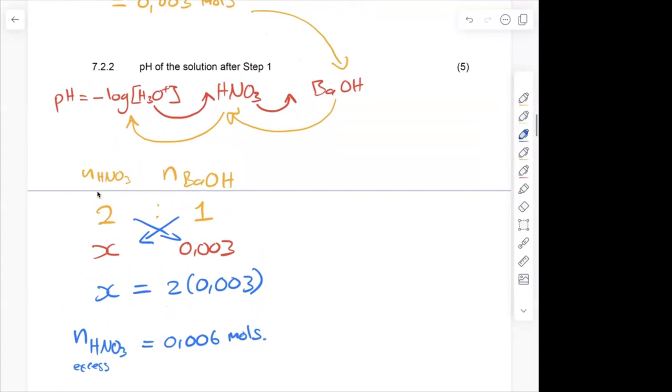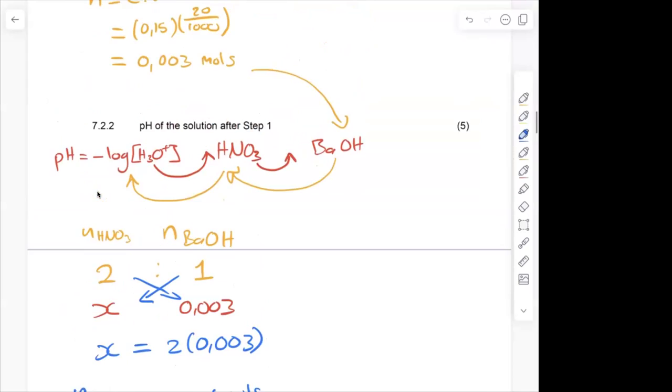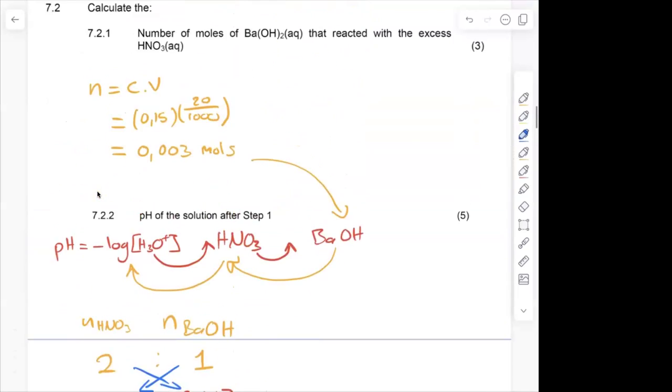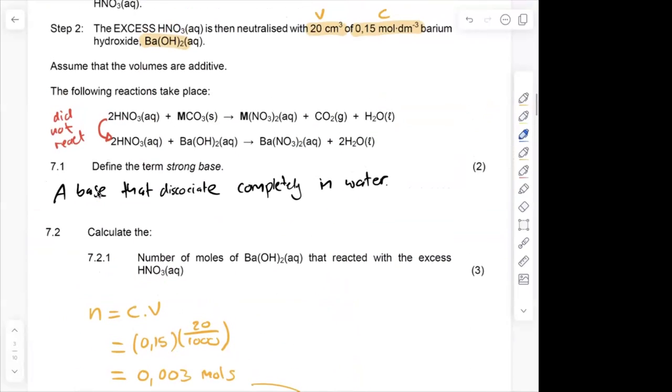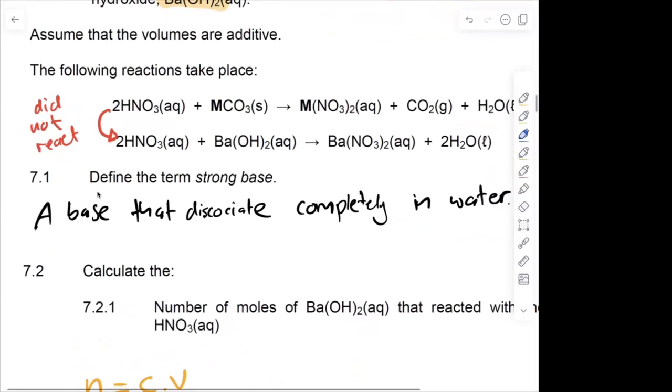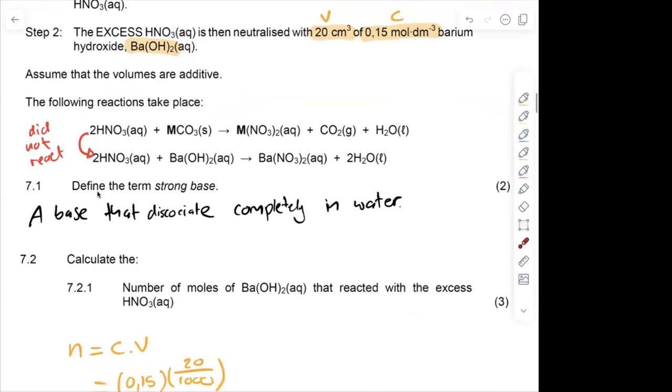So remember what I said is that the question's asking for the pH of the solution after step 1. Remember step 1, we react nitric acid with our metal carbonate, right? Our nitric acid was in excess. So the excess amount of nitric acid, the amount that did not react, we take that, bring it down, and react that with barium hydroxide to form that. That is step 2. So the question is asking now, what is the pH after step 1?